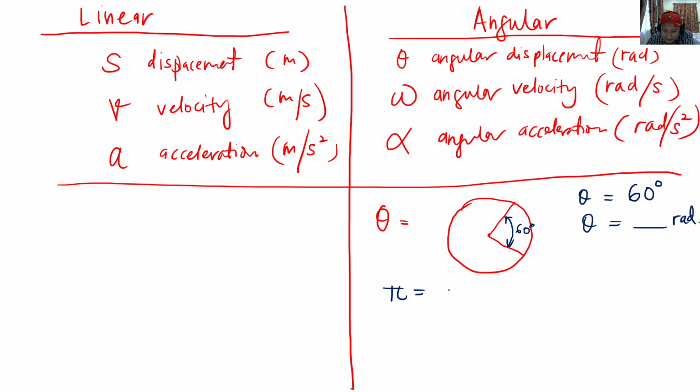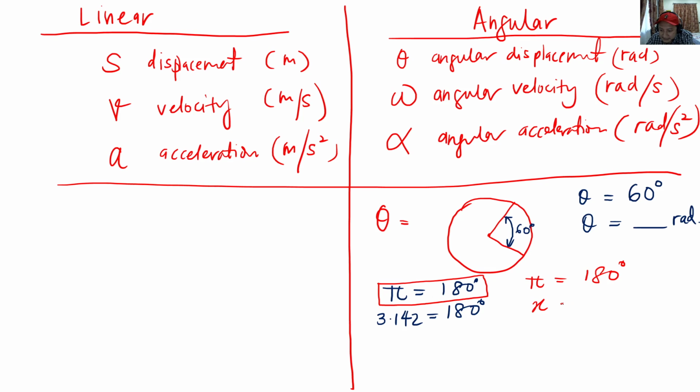Pi is equal to 180 degrees. So pi, what is pi? 3.142 is equal to 180 degrees. So if you have 60 degrees, what is the radian? How much is the radian? So this is the thing that you have to remember. Pi is 180. So you just have to use this conversion. Pi is equal to 180 degrees.